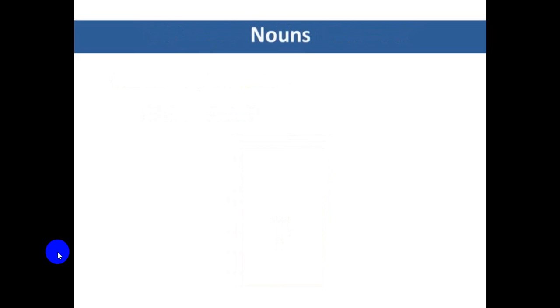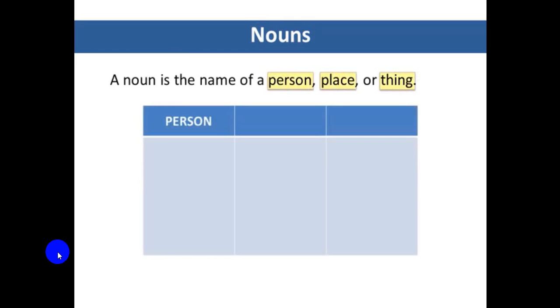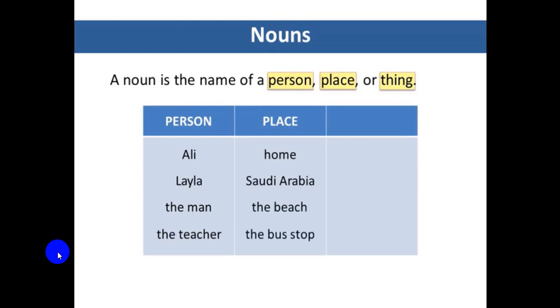Okay, if a pronoun replaces a noun, then what is a noun? A noun is the name of a person, place, or thing. Examples of a person are Ali, Layla, the man, the teacher. Examples of a place are home, Saudi Arabia, the beach, the bus stop. Examples of a thing are a book, the TV, happiness, swimming.